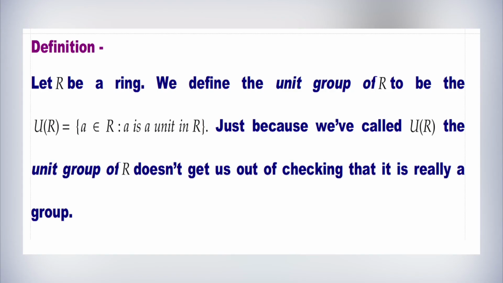Let R be a ring. We define the unit group of R to be U(R) equal to the set of all a in R such that a is a unit in R. Just because we have called U(R) the unit group of R does not get us out of checking that it is really a group.